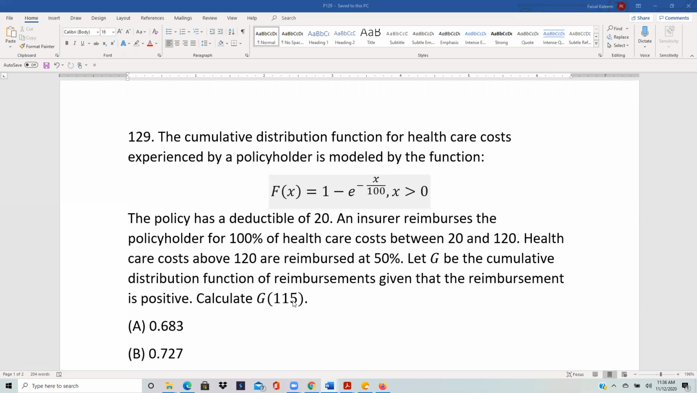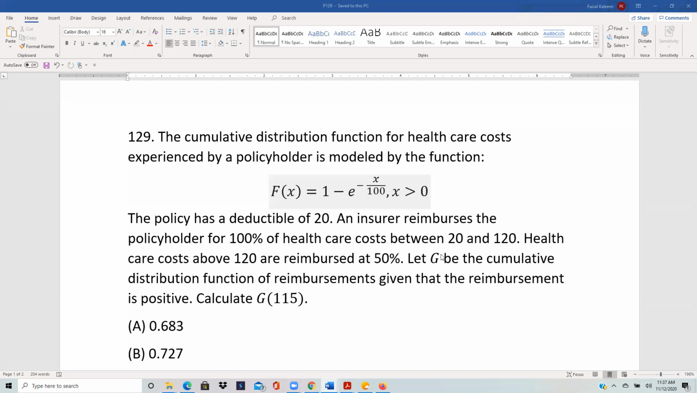Find G(115). So this is not an ordinary health insurance where we just have a deductible and we are done. Not only do we have a deductible, but once the cost becomes greater than 120, the reimbursement becomes only 50% for that portion which is above 120.